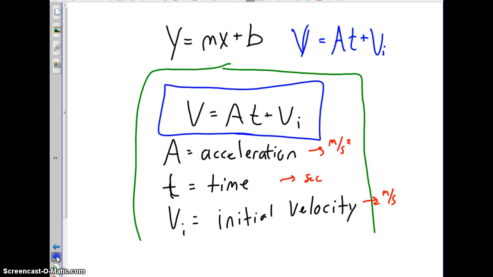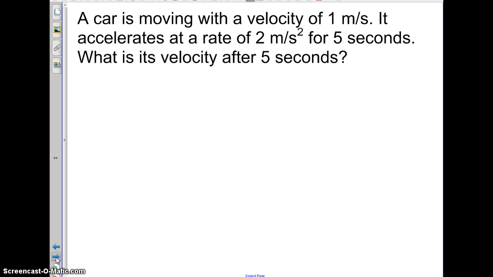So let's look at an example quickly, and I'm going to move fast here because I want to move on to the next one. Here you've got a car moving at a velocity of 1 meter per second, accelerating at a rate of 2 meters per second squared for 5 seconds. What's the velocity after 5 seconds? Again, that's a lot of pieces of information. But if you just apply that equation, velocity is equal to the acceleration times the time plus the initial velocity.